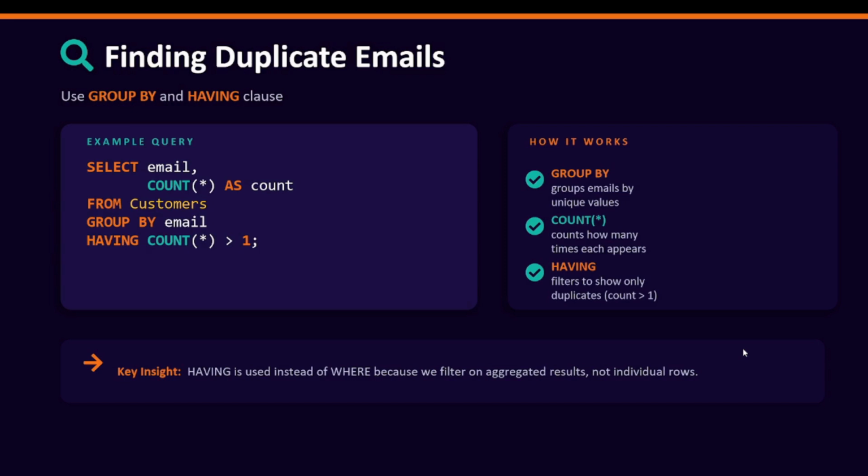Having, on the other hand, filters after the grouping and aggregation is complete, which means it can evaluate the result of count. So by writing having count greater than 1, we are telling SQL to only return those email groups where the count is greater than 1, meaning the email address appears more than once in the table, making it a duplicate. The final result shows you exactly which email addresses are duplicated and how many times each one appears. This is a clean, efficient, and widely used approach for duplicate detection in SQL.